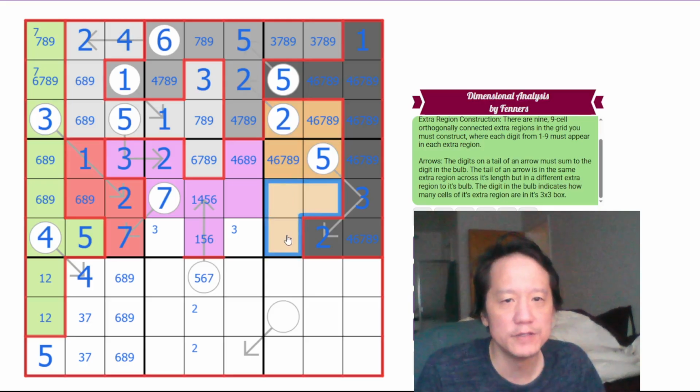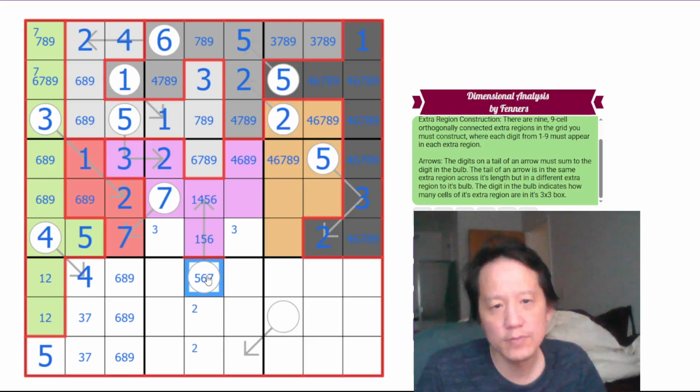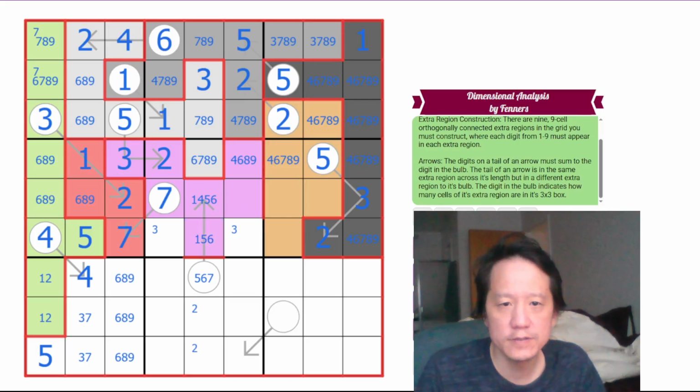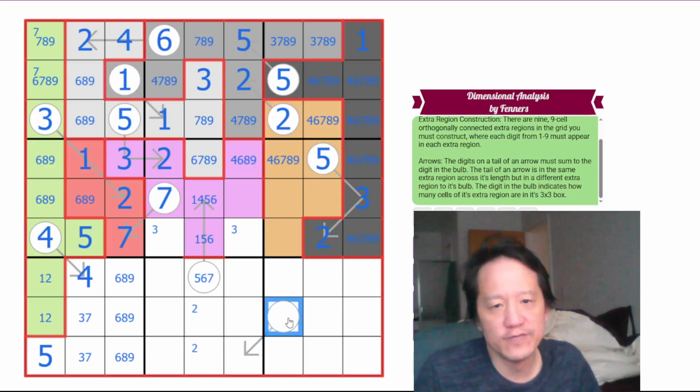This has to have a 1 in this orange region, but it doesn't have a 3. Two, 5, 5, 6, 5, 1, 3, 4. This either goes out that way or that way. This has to be a separate region. This could go that way, could go that way, we're not sure. This could be very many digits.